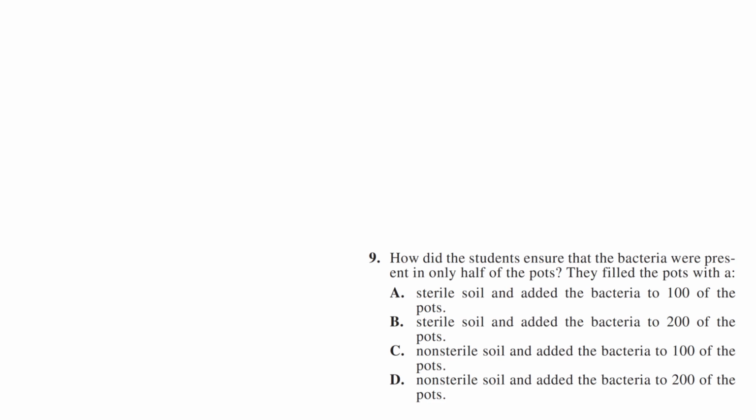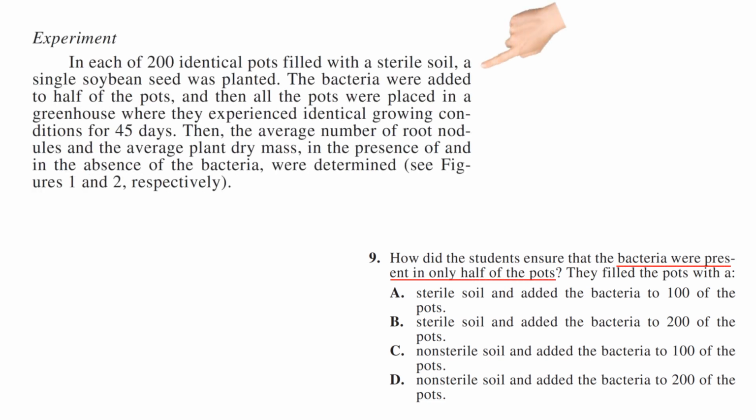Number 9, how do the students ensure the bacteria were present in only half the pots? So this one's asking us to really go to the experiment. So it says they filled 200 pots with sterile soil, right? So sterile soil, they're not using non-sterile soil, so C and D are out. And to half the pots, they added bacteria. So half of 200 is 100, so your answer is A.